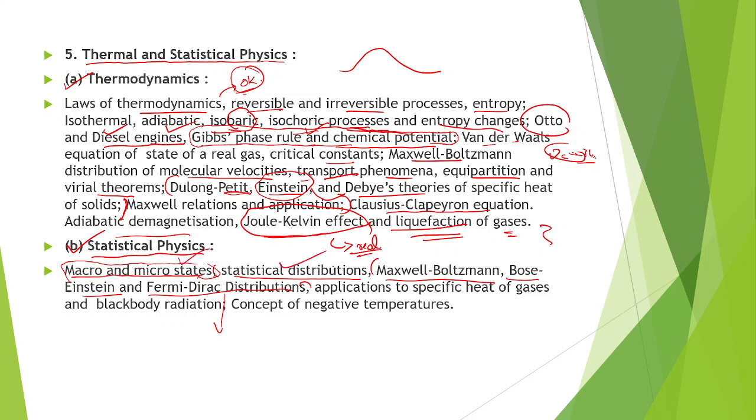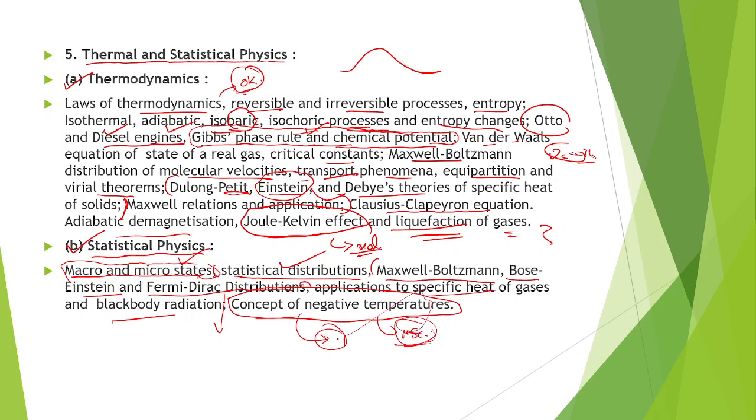Micro and macro state, statistical distributions. We have application to specific heat of gases and black body radiation. Oh wow. And concept of negative temperature. This I will give you a simple note. You can read that. What is negative temperature? I have studied this in MSc only. We didn't have that in our BSc classes.